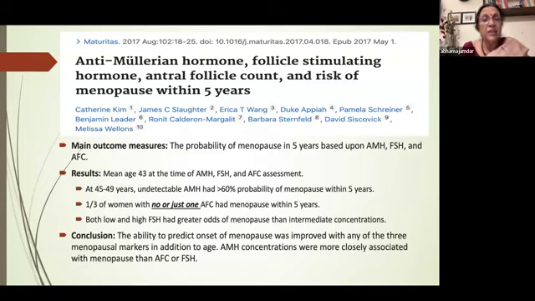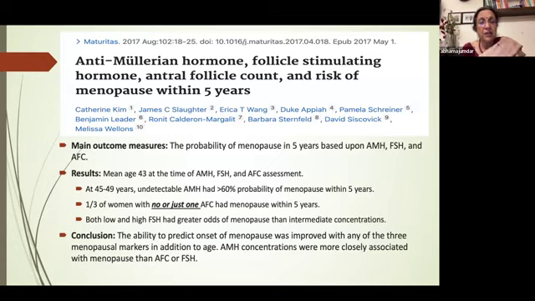So they found a mean age of 43 at the time of AMH, FSH, and AFC assessment. At 45 to 49 years, if the AMH is almost undetectable, then there was a probability of more than 60% of becoming menopausal within 5 years. One third of women with no or just one AFC had menopause within 5 years. So undetectable AMH at 45 to 49 years means more than 60% probability they will become menopausal in 5 years. If no AFC is seen, or just one AFC, menopause within 5 years. Both low and high FSH had greater odds of menopause than intermediate concentrations.